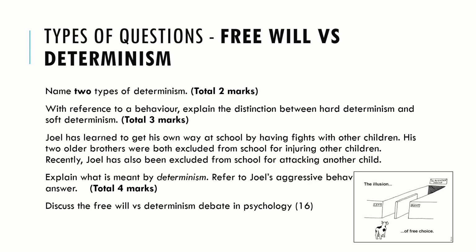Then there's a stimulus that's been given, and explain what's meant by determinism, refer to the aggressive behaviours, and of course the classic, discuss free will and determinism within psychology. And that could be alongside a stimulus, and they have had a 16 marker with a stimulus attached to it. It could be refer to at least one topic, so you have to think of topics that evidence determinism, and the third one of course could just be, as it is, discussing free will versus determinism, but hopefully you would automatically draw links from other areas in the spec to support that.